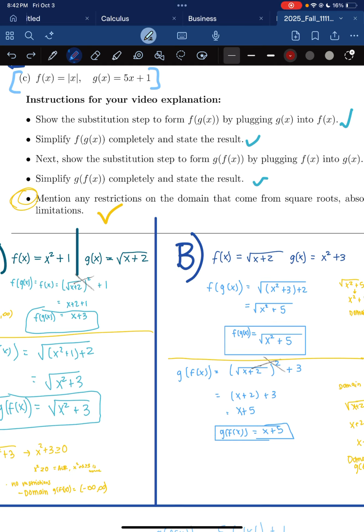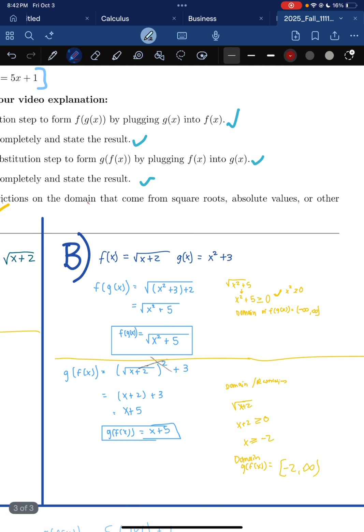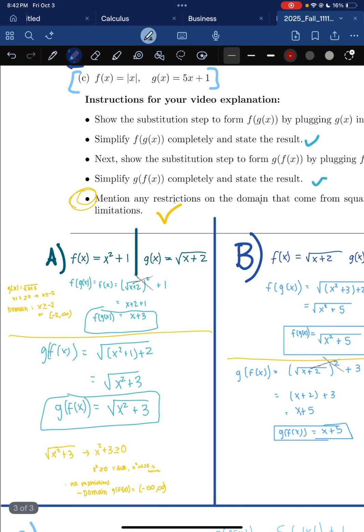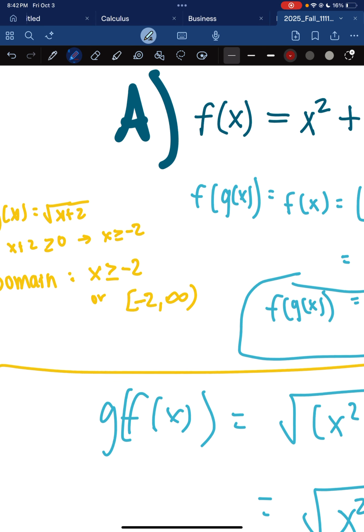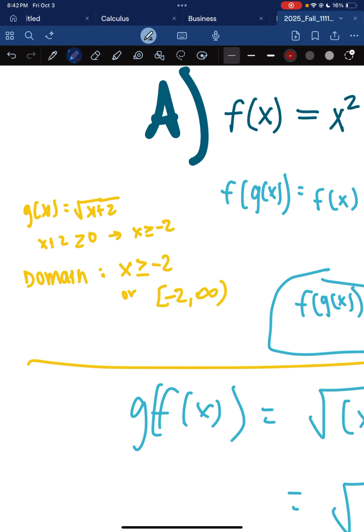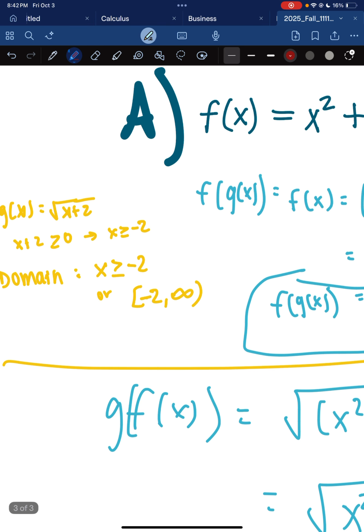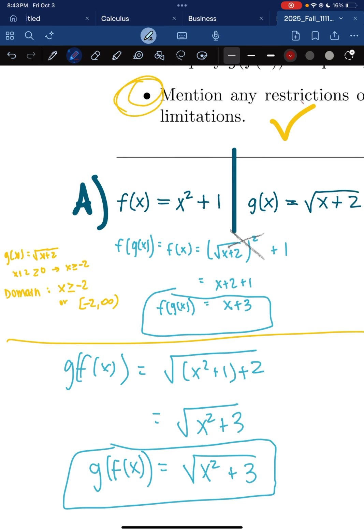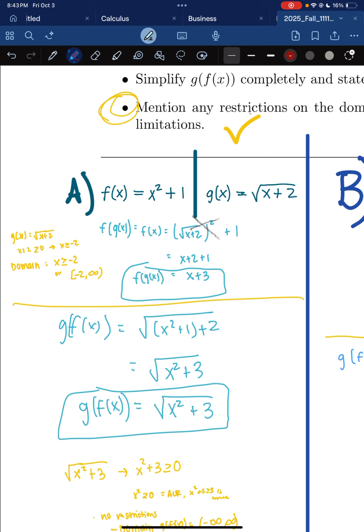Now we have to mention any restrictions on the domain that come from square roots, absolute values, or other limitations. So here, we're wanting to look at the restrictions on the domain. So we have g of x equals x squared plus 2.